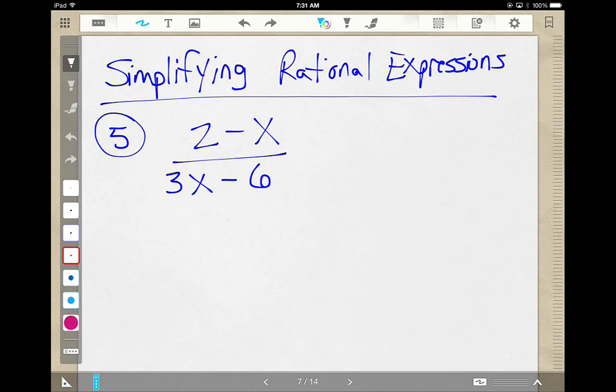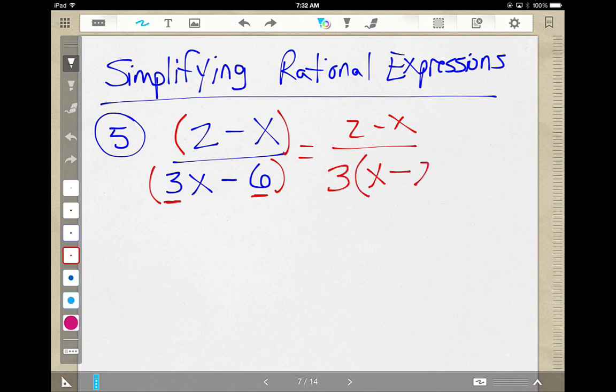So let's do one more. What if you end up factoring and nothing cancels out? You've got 2 minus x, so there's a subtraction, so that's one group. In the denominator, the 3x minus 6, again, I noticed that this is a common factor of 3. So I have 2 minus x that didn't factor in the top, but I'm pulling out a 3, leaving me an x minus 2.